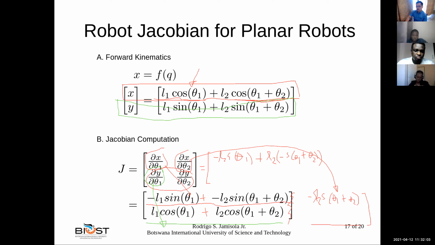And now, what is partial of y with respect to theta 2? So again, this is y, and you take the partial of this with respect to theta 2. This one is not dependent on theta 2, so that's 0. Here, we take the derivative of that, so that is L2 times the derivative of sine, which is cosine of theta 1 plus theta 2, times partial of theta 2 with respect to theta 2, which is 1. So now that is your Jacobian J, which we can analytically compute.